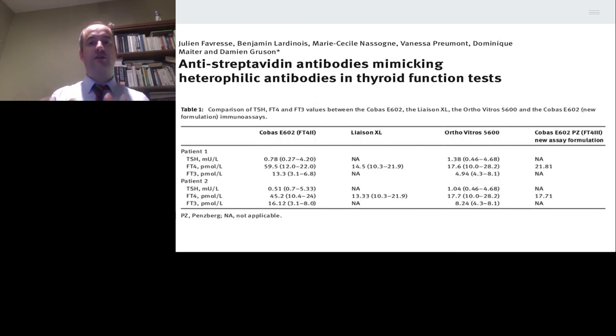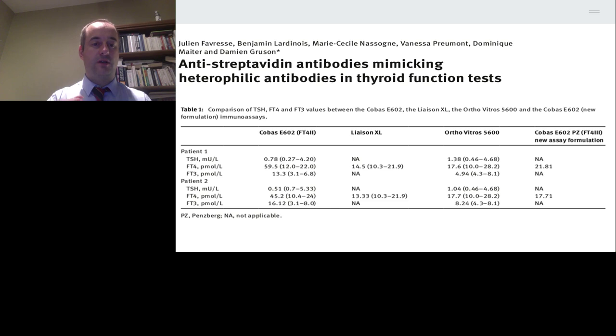I continue the story with the autoantibody. We faced a few cases where we had anti-streptavidin antibodies. And these anti-streptavidin antibodies had more impact on methods based on the format using the biotin-streptavidin complex.